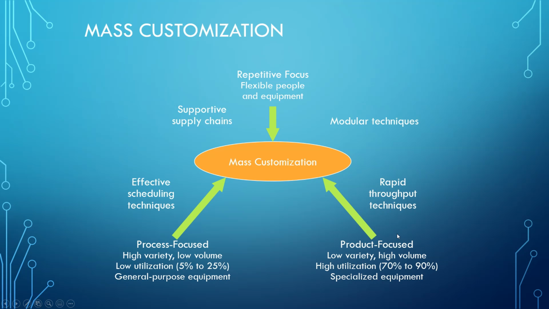We can look at mass customization as a collection of characteristics that are learned from different strategies, such as modular techniques from repetitive focus, effective scheduling techniques from process focus, and rapid throughput techniques from product focused strategies. This will make the process design flexible and imaginative, but with tight schedules and limited inventory. This strategy will require responsive partners in the supply chain to be able to meet the tight schedules.